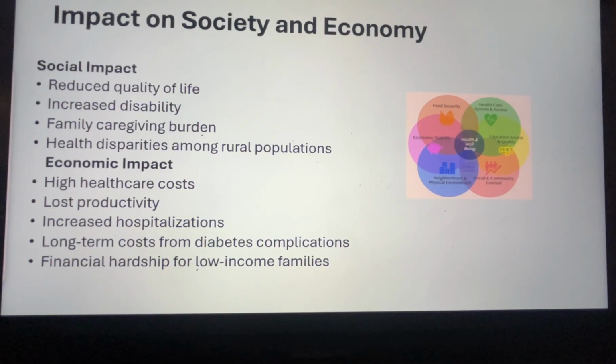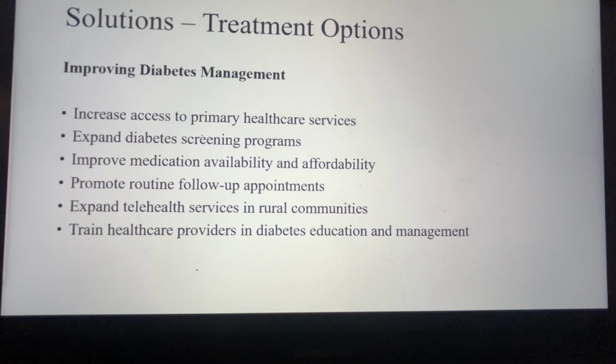Lost productivity, increased hospitalizations. This can be because individuals in these rural populations or in communities with low income wait till the last minute, wait till they can't no more, and that increases their need for hospitalization and increases their stay because their disease is so progressed that it needs extra care and treatment. Long-term costs from diabetes complications, like I said before, which also causes hospitalization, and financial hardship for low-income families as well. So what are some solution and treatment options to improve diabetes management?